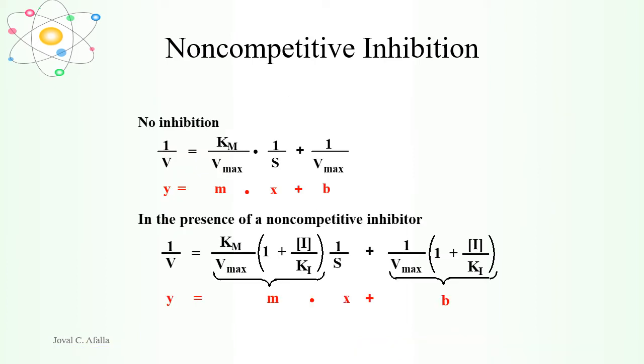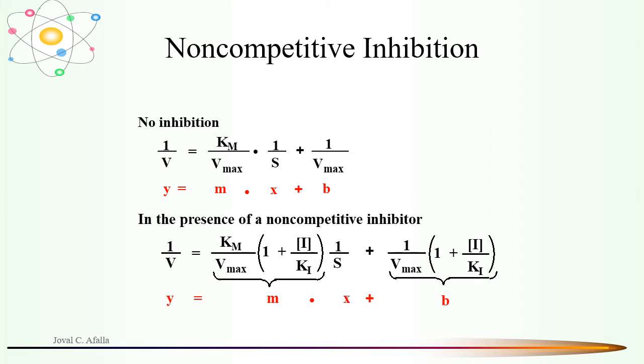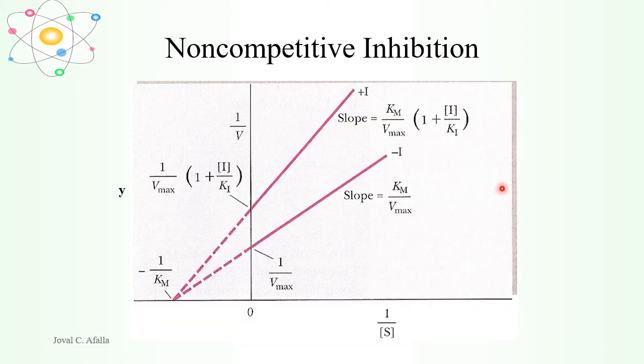Mathematically, again, this is the reciprocal of the Michaelis-Menten equation. In the presence of the non-competitive inhibitor, the slope is changed by a factor of 1 plus I over Ki. Vmax is also changed by the same factor. So the slope is changed, and the y-intercept is also changed. This is now the line that we will see: the Lineweaver-Burk plot without the inhibitor, and then with the inhibitor, the slope has changed. The y-intercept has also changed by the same factor.